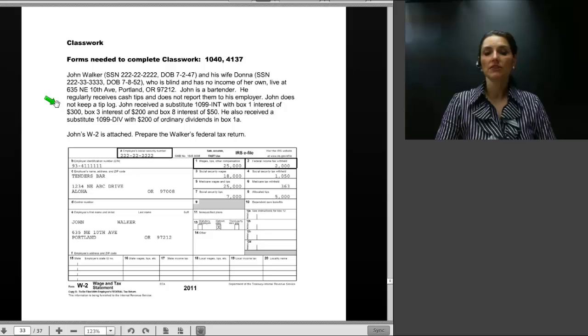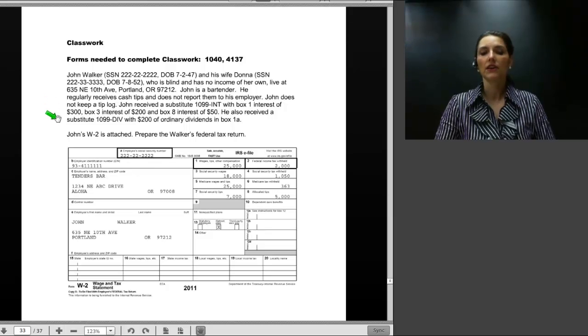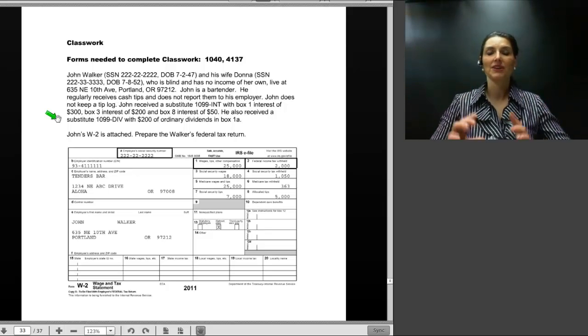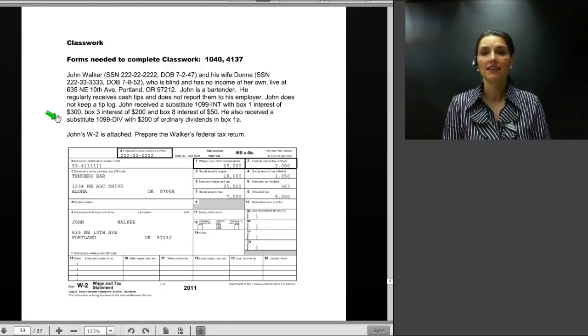John received a substitute 1099 INT with Box 1 interest of $300, Box 3 interest of $200, and Box 8 interest of $50. He also received a substitute 1099 DIV with $200 of ordinary dividends shown in Box 1A. So if you're not sure what those boxes mean, maybe you should flip to the pages that have images of the 1099 INT and the 1099 DIV and refer to them as you're preparing this particular tax return.